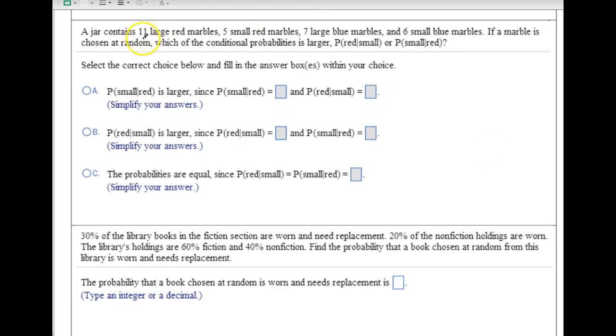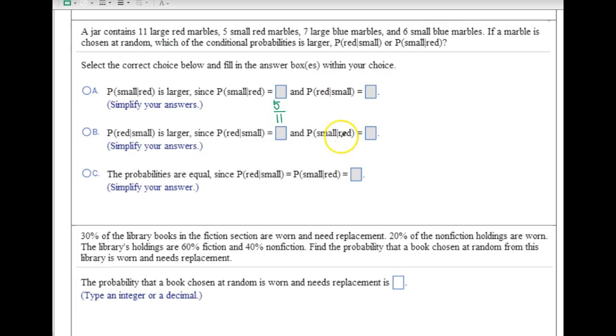Okay, a jar contains 11 large red marbles, 5 small red marbles, 7 large blue marbles, and 6 small blue marbles. If a marble is chosen at random, which of the conditional probabilities is larger? P red given small or P small given red? Alright, so first let's calculate P red given small. The number of small marbles is 5 plus 6. So my bottom number is going to be 11. And the number of small red marbles is 5. So the probability of me drawing a red marble, given that the marble is small, is 5 over 11.